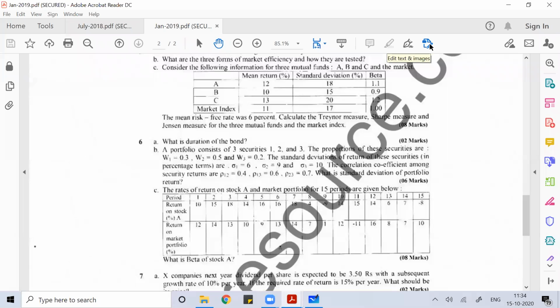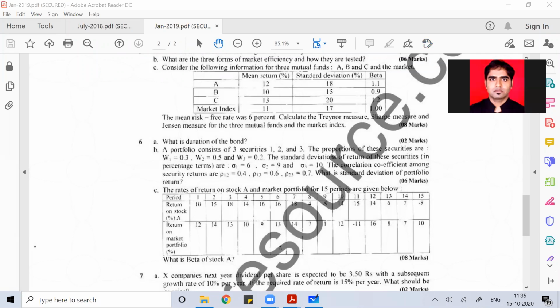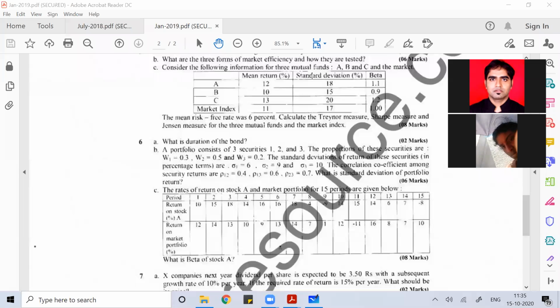A portfolio consists of three securities: one, two, three. The proportions of these securities are given to you, meaning how much money you're putting in each security. The total proportion, you know, is equal to one. The standard deviation of return is given to you. The correlation coefficient is also given, and they ask you what the standard deviation is.